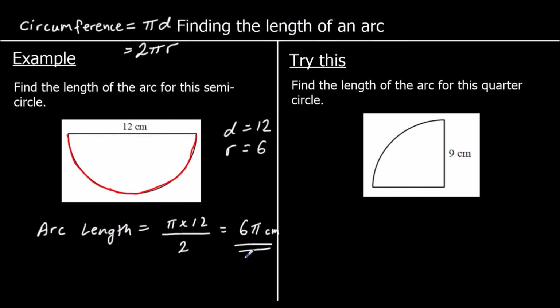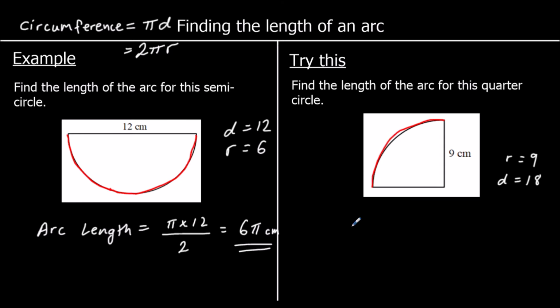Okay, one for you to try. So you've got a quarter circle. Can you work out the length of the arc? So again, the arc is part of a circumference. So we have a quarter of a circle. So we can work out the circumference of the whole circle and divide it by 4. So the circumference of the whole circle, this circle's got a radius of 9 or a diameter of 18. It doesn't matter which one you use, you will get the same answer.